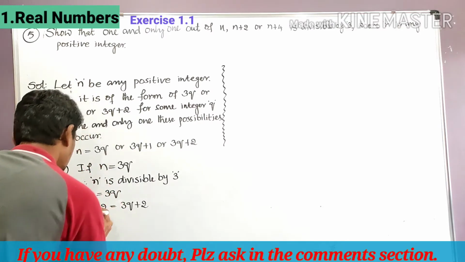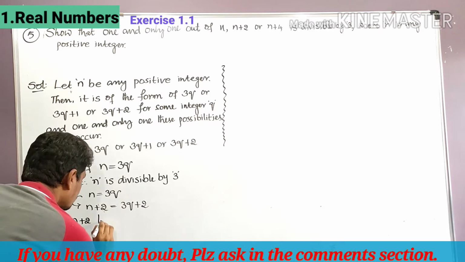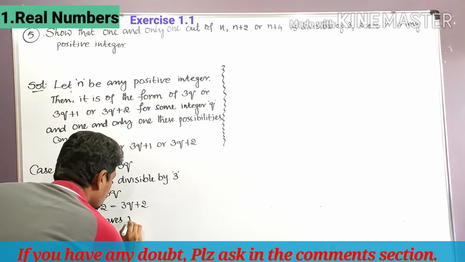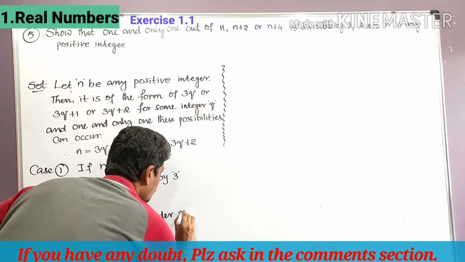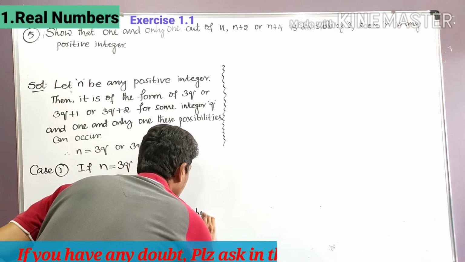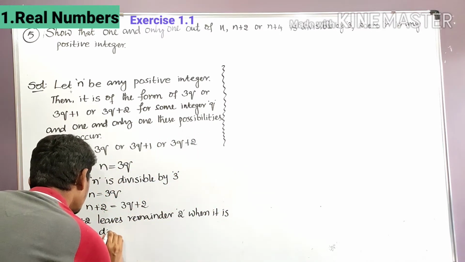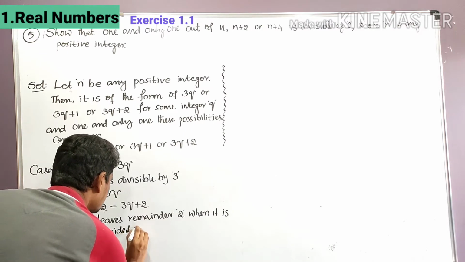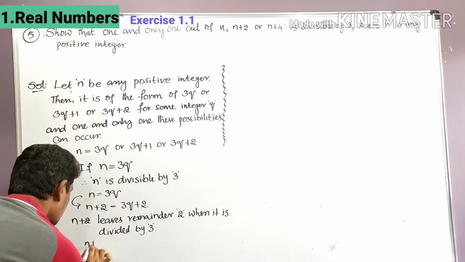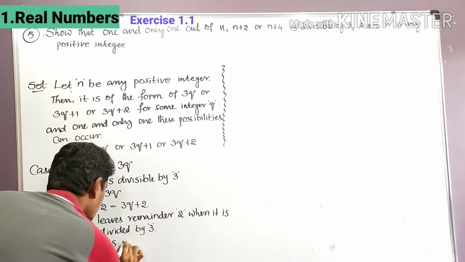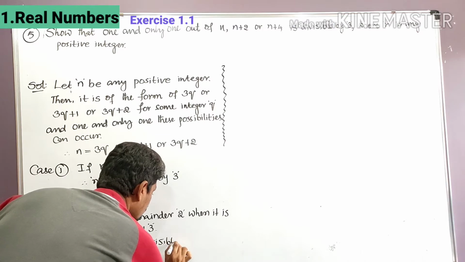Therefore n plus 2 leaves remainder 2 when it is divided by 3. So n plus 2 is not divisible by 3.